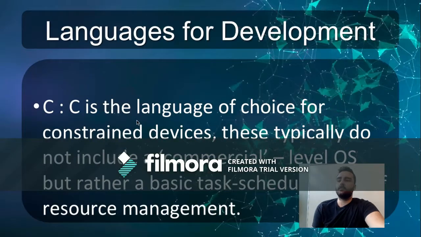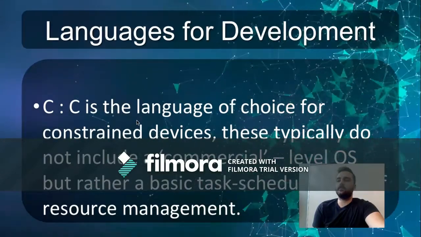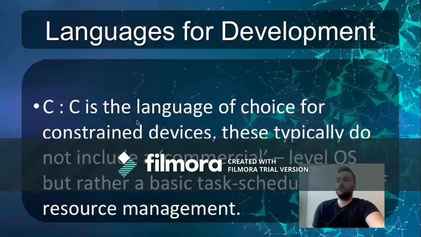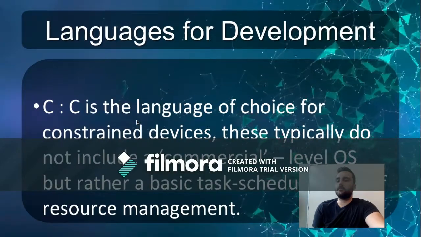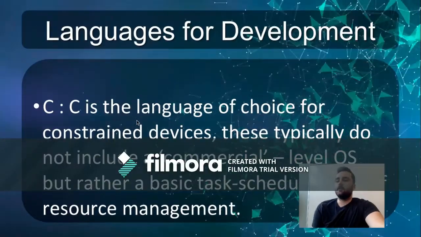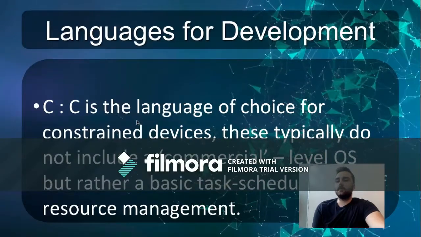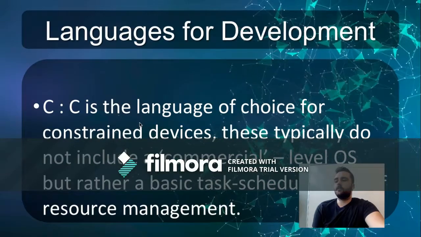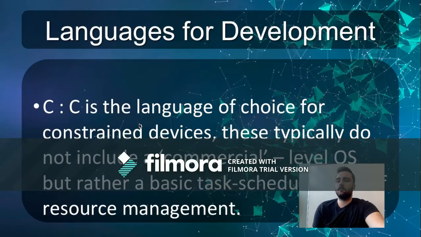Another language is C. C is the language of choice for constrained devices. These typically do not include a commercial level operating system, but rather a basic task scheduler type of resource management. C is for programmers who write at the lowest level of software, the ones closest to the hardware. If you are writing for a sensor on bare metal, you are probably using C. The ability to work directly with the RAM makes C one of the first choices for IoT developers.